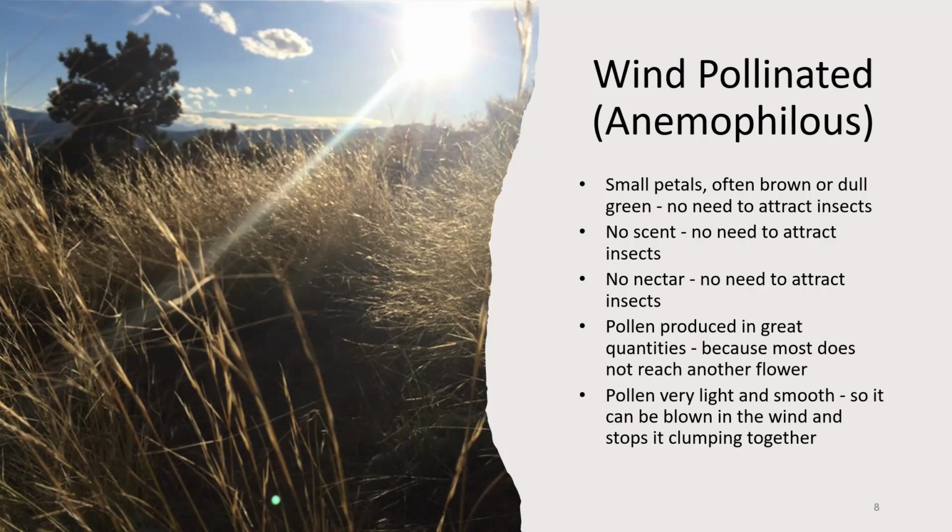They don't have pretty flowers. They don't have scents that will attract insects. They don't have nectar because they don't have any of the strategies that have evolved to attract insects. The pollen is produced in great quantities because most of it doesn't reach another flower. So you don't have the animal going specifically from flower to flower, which is kind of a direct contact. Instead, clouds of pollen get into the air and go from plant to plant.